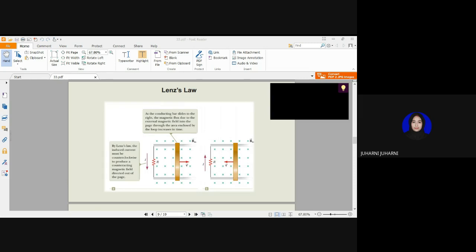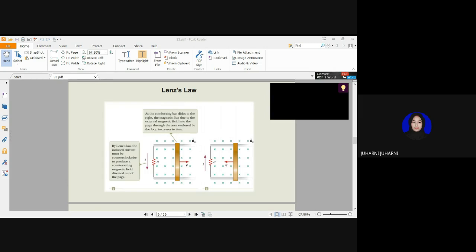As you can see, when you move the bar to the right, you can use the right hand rule to verify this direction. Maybe you still remember it from high school. If the bar is moving to the left, as in figure B, the external magnetic flux through the area enclosed by the loop decreases with time, so the induced current must be directed clockwise.